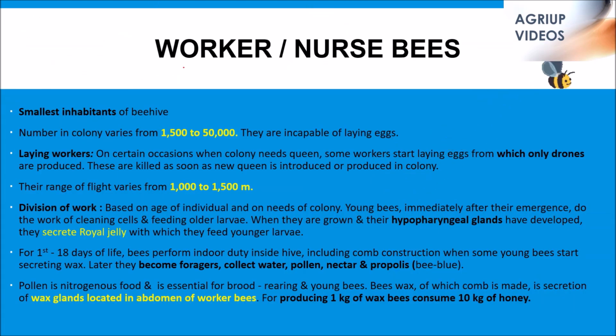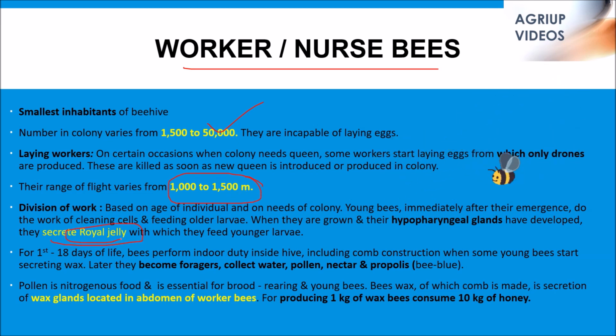Now, talking about the worker or the nurse bee, almost each part we have covered. Their number varies from 1500 to 15,000. They are very important participants in the colony. On certain occasions when the colony needs a queen, the workers will start laying eggs, which will only produce drones. They are killed as soon as a new queen is introduced in the colony. The range of flight varies from 1000 to 1500 meters.